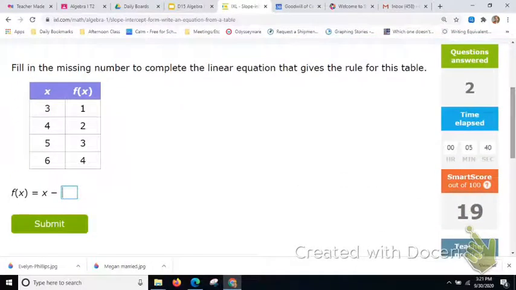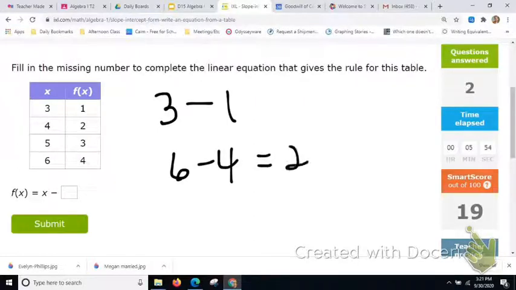So this time it says minus. What have I subtracted? So now if it's subtraction, I need to be going from left to right. So if I do 3 minus 1, instead of 1 minus 3, 3 minus 1, or 6 minus 4, notice each time I get 2. And the minus is already there. They've already put the negative sign.